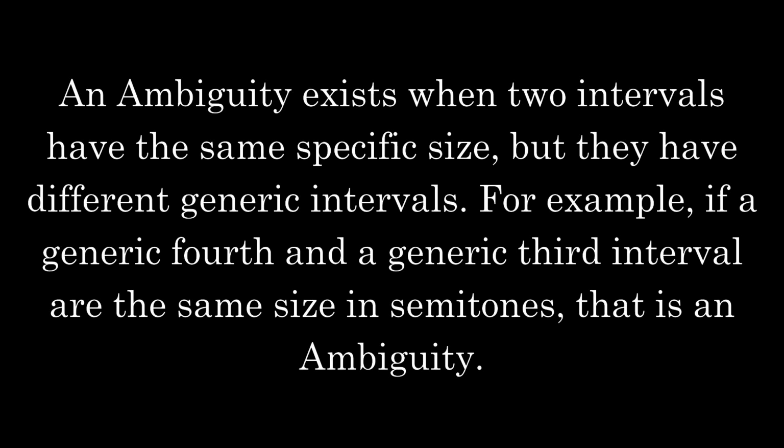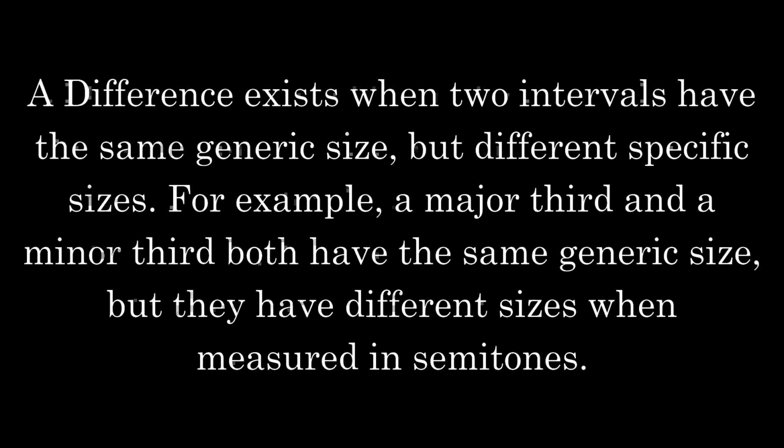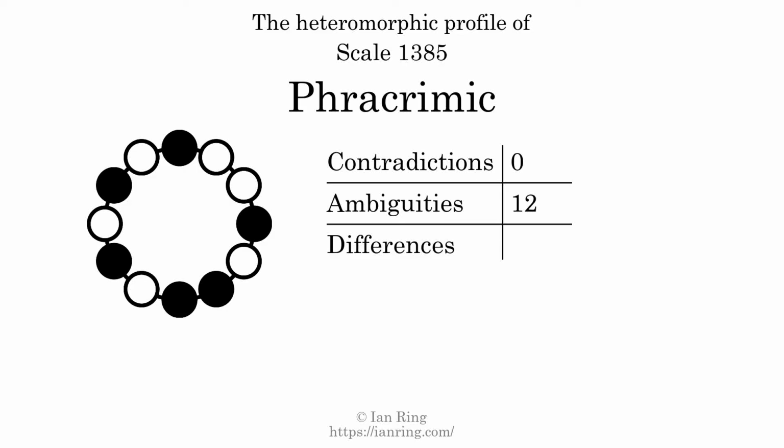An ambiguity exists when 2 intervals have the same specific size, but they have different generic intervals. For example, if a generic fourth and a generic third interval are the same size in semitones, that is an ambiguity. The number of ambiguities in this scale is 12. A difference exists when 2 intervals have the same generic size, but different specific sizes. For example, a major third and a minor third both have the same generic size, but they have different sizes when measured in semitones. The number of differences in this scale is 54.